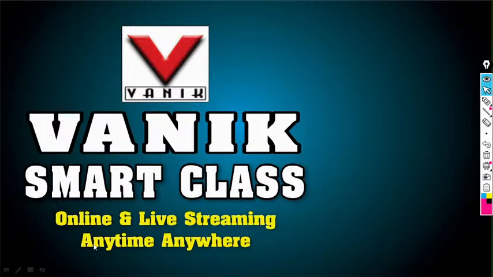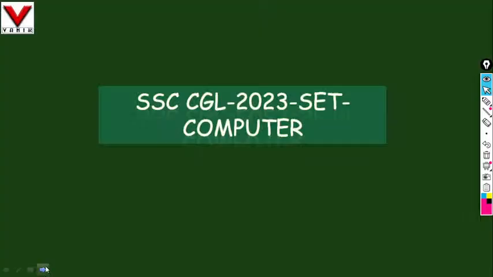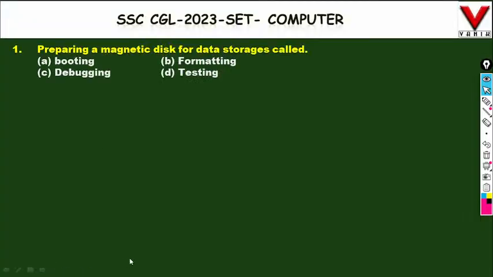Now we will discuss some important questions related to CGL exam. The first question is: preparing a magnetic disk for data storage is called as? First one is booting, second one is formatting, third one is debugging, fourth one is testing.